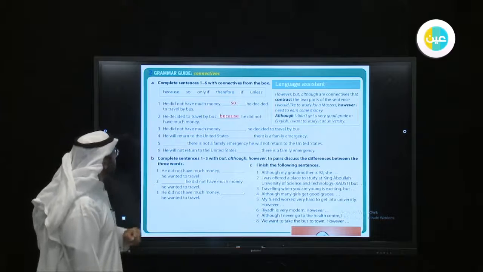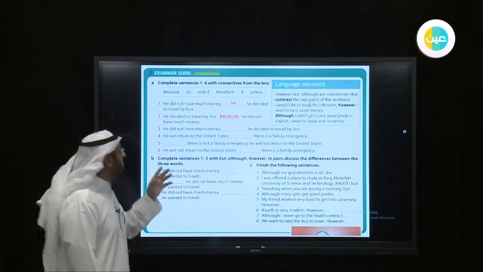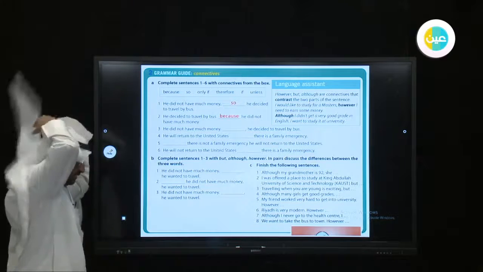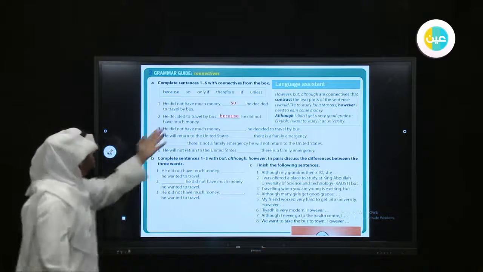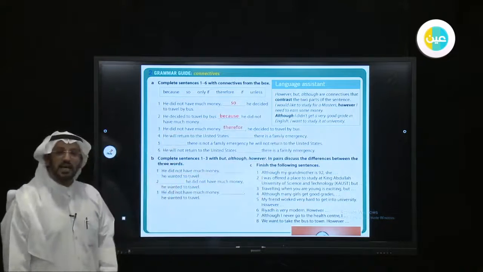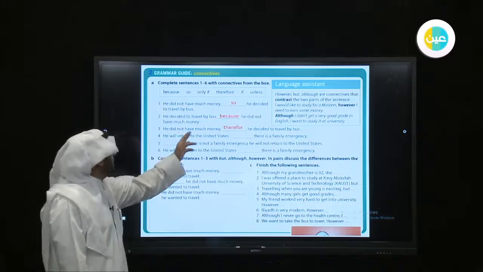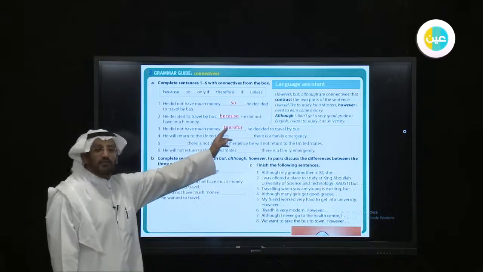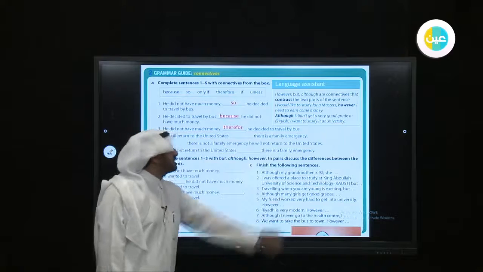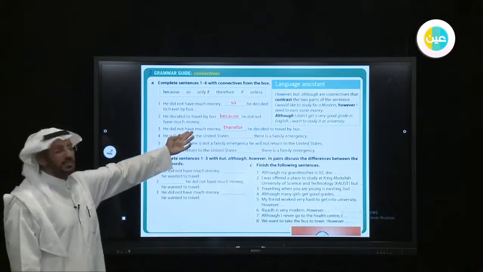The third example: he didn't have much money. This is the cause. He decided to travel by bus. He didn't have much money. Therefore, he decided to travel by bus. This is the effect. The first part is the cause.